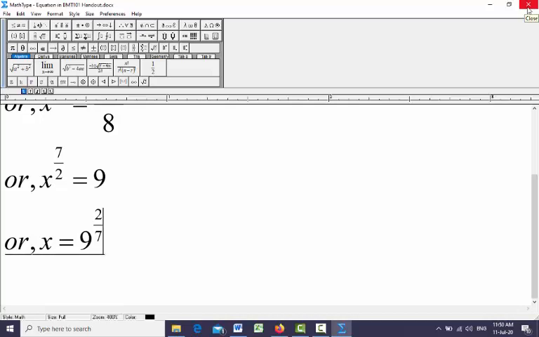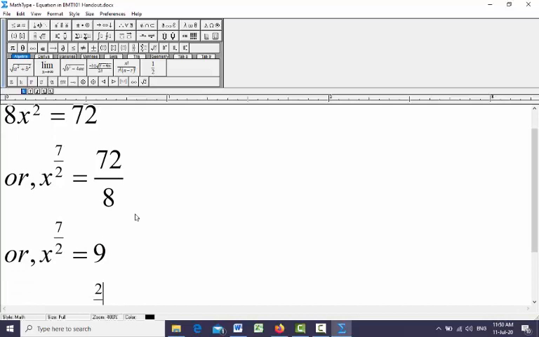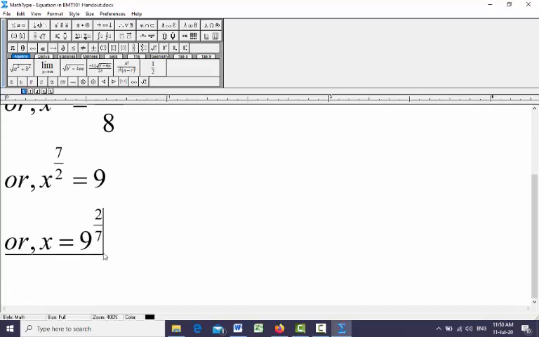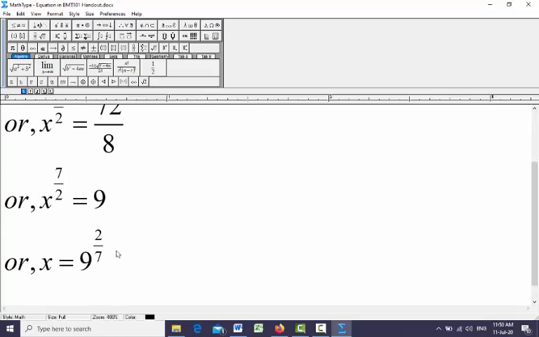So the value of x is 9 power 2 by 7. Let me revise again, let me see if I have typed correctly. Yes, 8 is moved to the right hand side, so 72 by 8 is 9. Okay, yes, it's moved to that side. So 2 by 7, yes, it's correct. So that's the solution of this question.